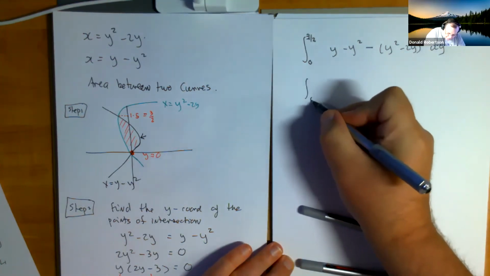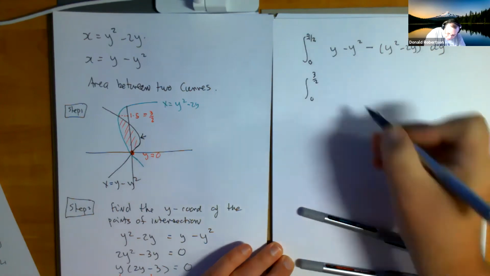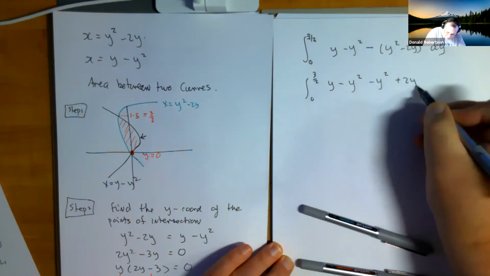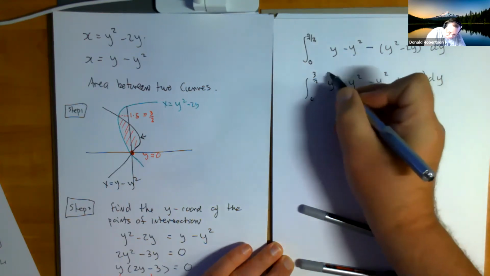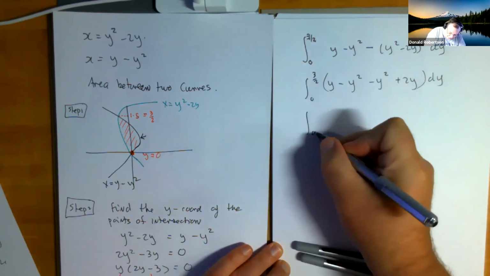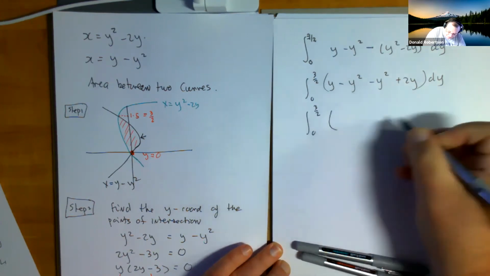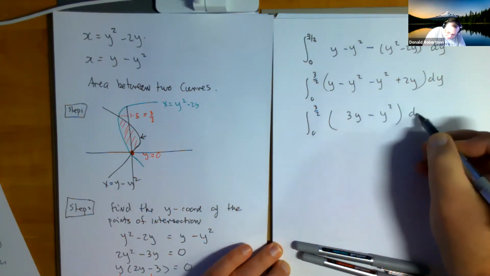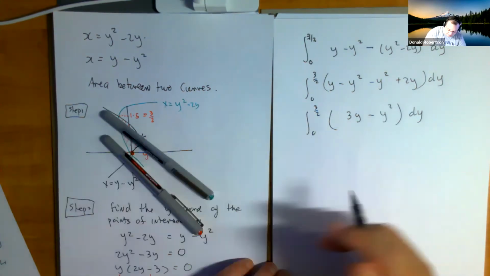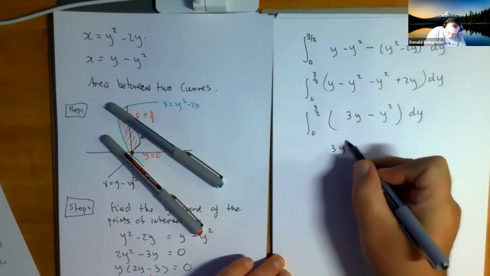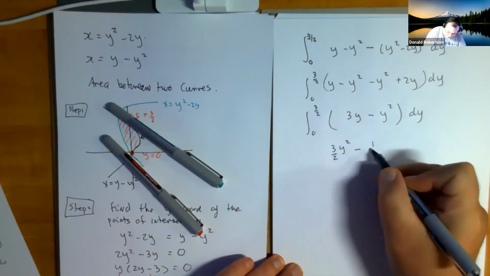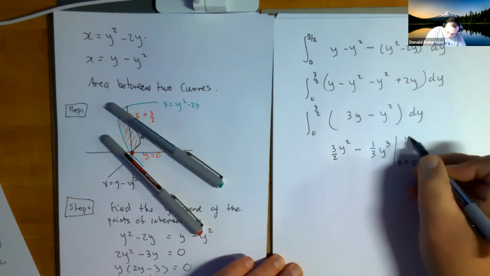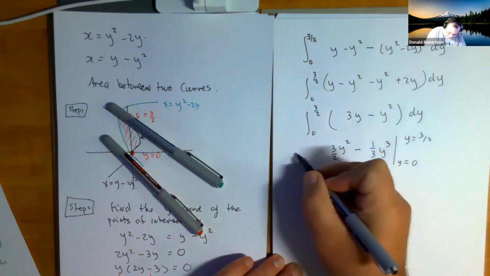So it's going to be the integral from 0 to 3/2 of y, take away y squared, take away y squared, add a 2y. It's going to be from 0 to 3/2. It looks like it's going to be 3y, take away y squared. Power rule, add 1 to the power, divide by the new power. Power rule, evaluated at 0 and evaluated at 3/2.